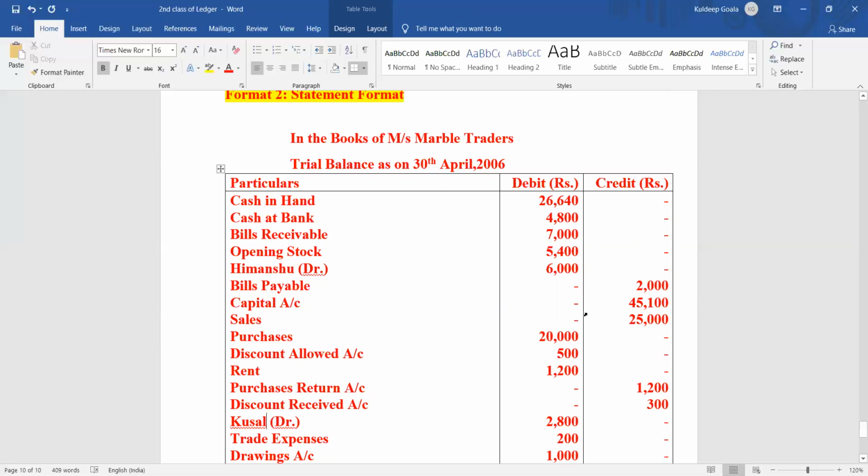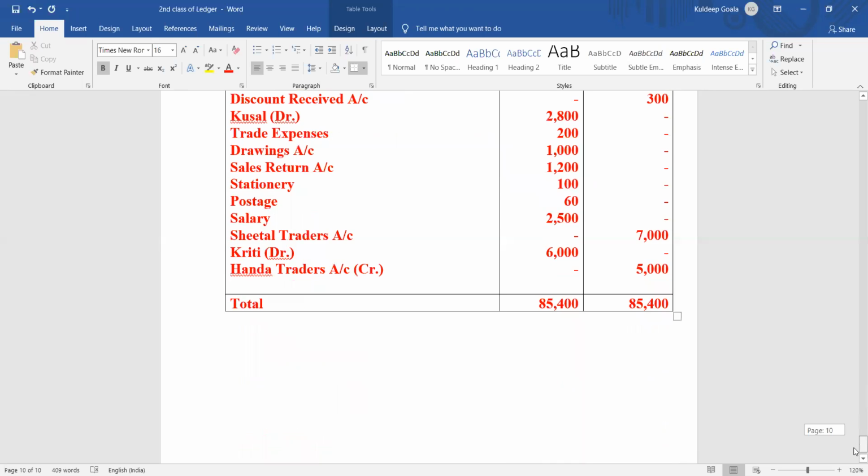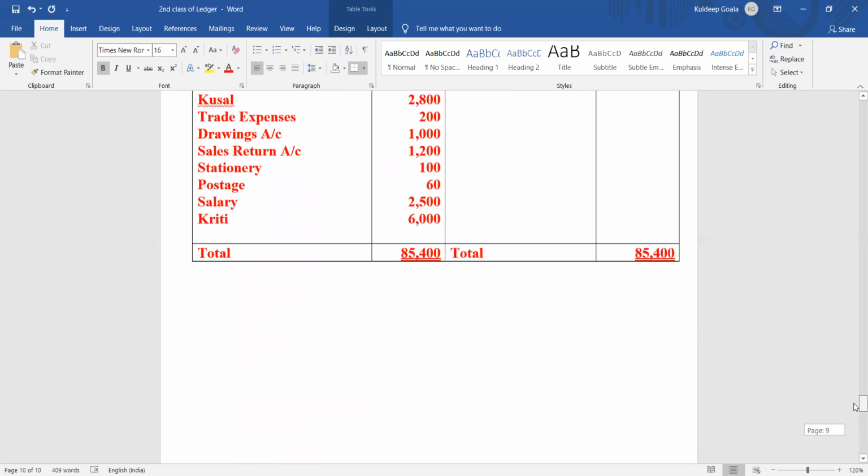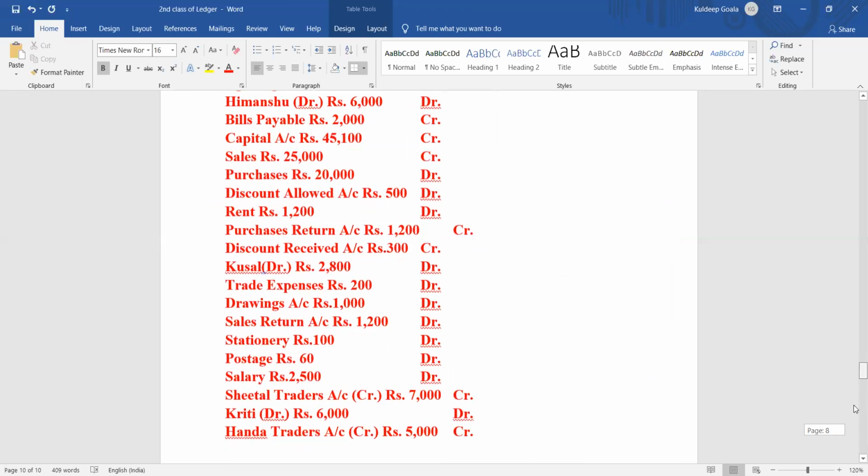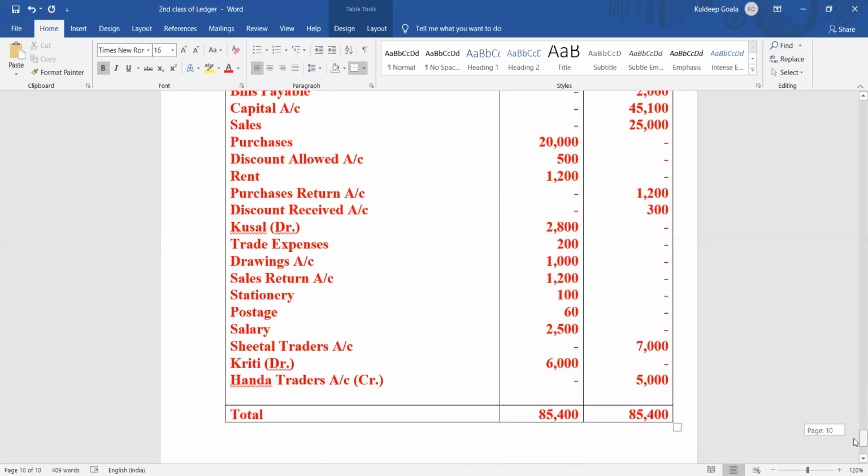So all the names of the items will be written in one place, and the amount will be written either in the debit column or credit column depending on where it belongs. Clear? These are the two ways of representing your ledger balances in the trial balance.